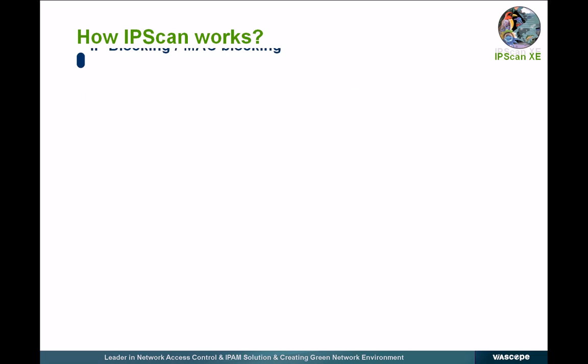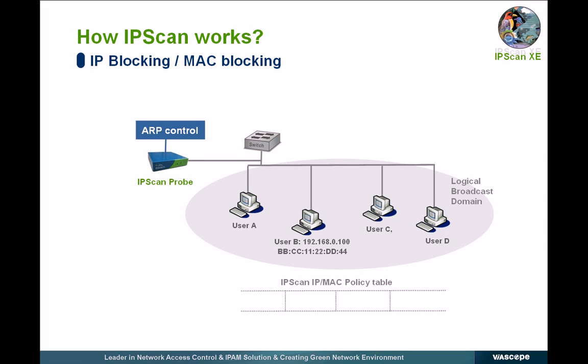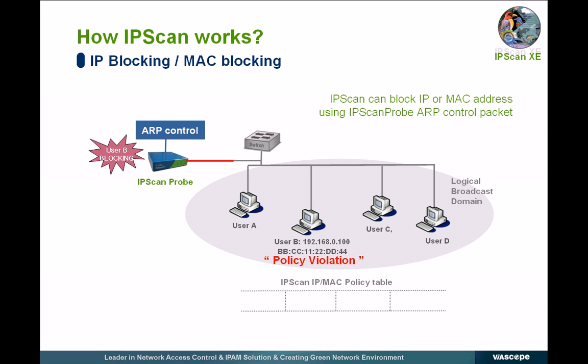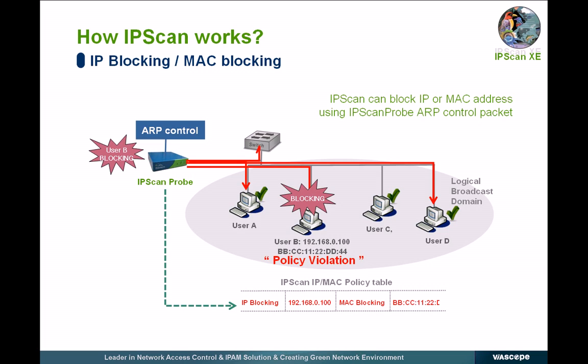Let me explain how IPscan blocks access from a certain user. If a certain PC violates a specific policy, or the administrator blocks a certain user, the IPscan probe is instructed to block access from the user immediately. In other words, if user B changes the IP at his or her discretion or violates network policy defined, then the probe promptly changes the network address of B, known to all other network devices in the same broadcast domain, which will result in isolation of B from the network.